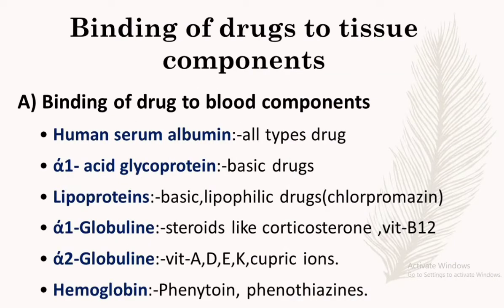Another important factor which affects drug distribution is binding of the drug to tissue components. First is binding of the drug to blood components such as proteins present in blood and blood cells. That is, all types of drugs bind to human serum albumin, and basic drugs bind to alpha-1 acid glycoproteins. Lipoproteins only bind to basic and lipophilic drugs, whereas alpha-1 globulin binds to steroids like corticosteroids and vitamin B12. Alpha-2 globulin binds to vitamins A, D, E, K, which are the fat-soluble vitamins, and cupric ions.